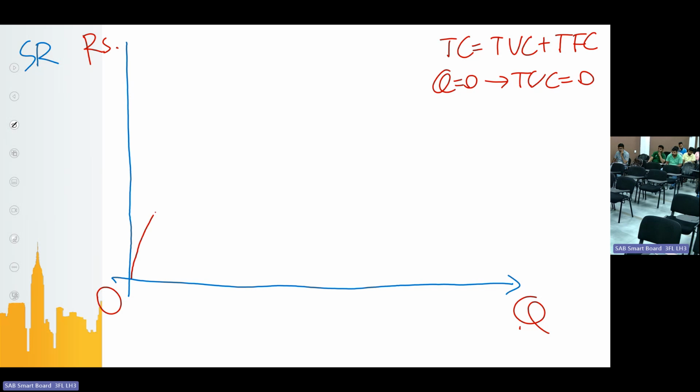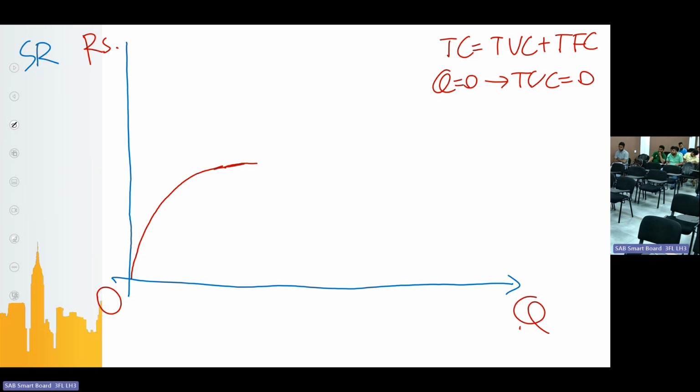Total variable cost initially increases at a decreasing rate. So you can see it increases. Yes, of course it increases, but the rate of increase decreases. So initially it increases at a decreasing rate.